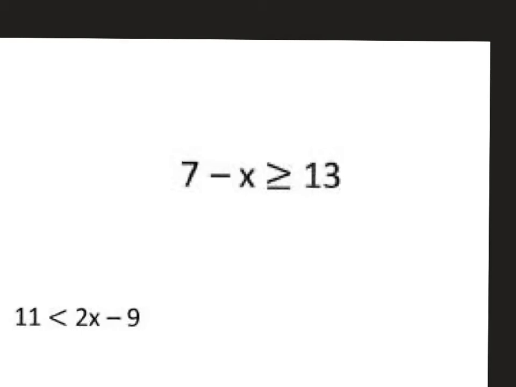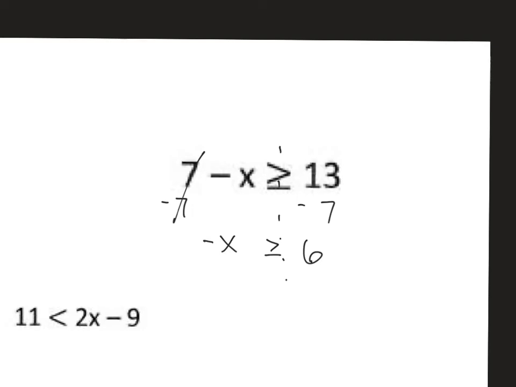Okay, another potentially tricky one. We want to get x alone. So we have to do the same thing to both sides of the inequality sign. We're going to subtract 7. Did I say equal earlier? I meant inequality. All right, anyway. We're going to subtract 7 from both sides. We're left with negative x is greater than or equal to, what is that? Is that 6? I think so.